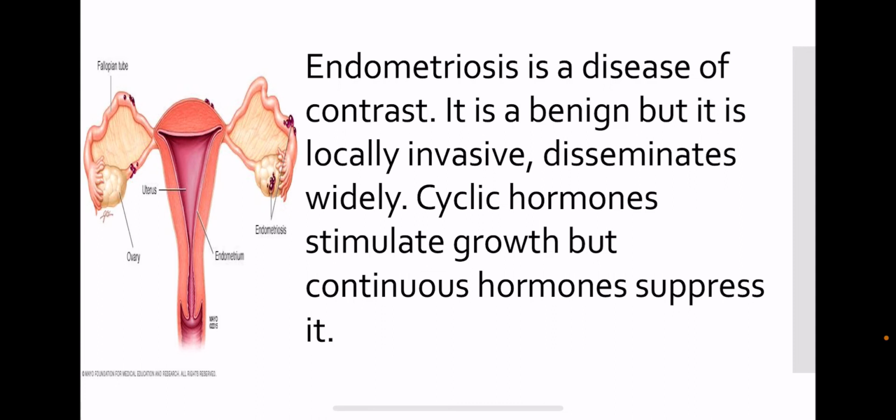Cyclic hormones will stimulate the growth, but continuous hormones suppress it. The cyclic hormones, which are released during each menstrual cycle, that is estrogen, are going to stimulate the growth of the endometriosis. The hyperestrogenic state is responsible for the growth of the endometrium. However, if there is continuous secretion of hormones, the growth is suppressed.